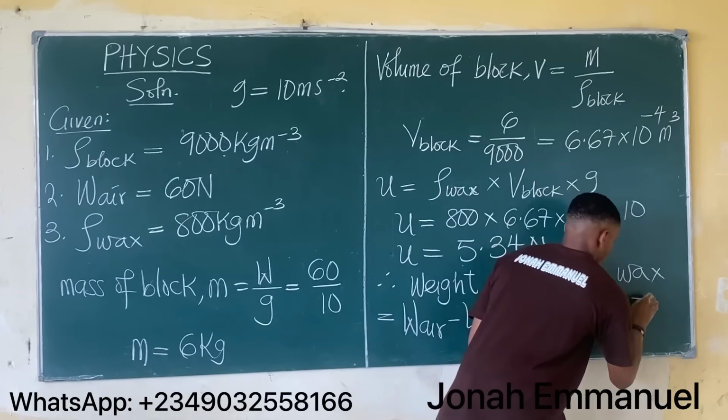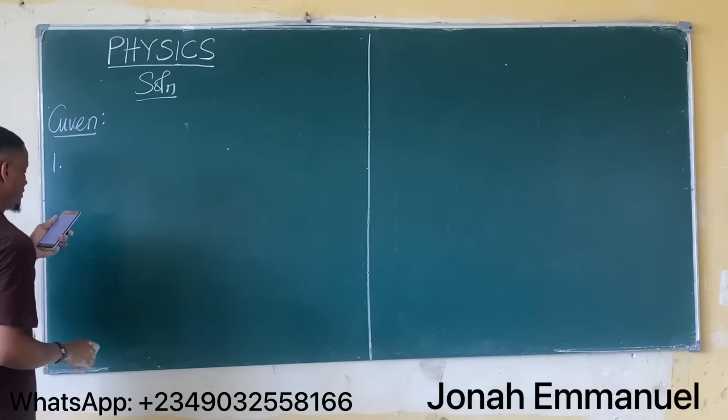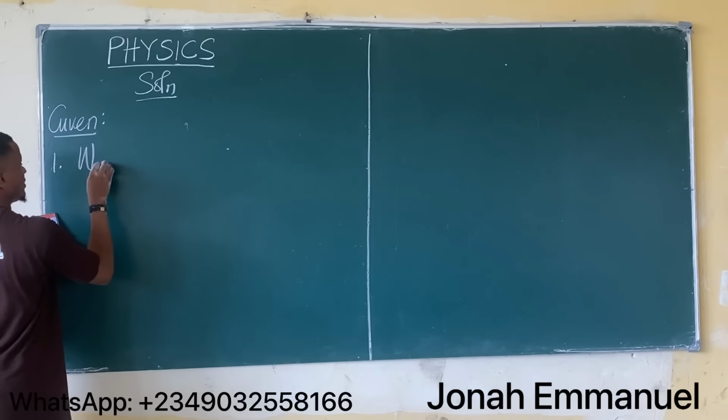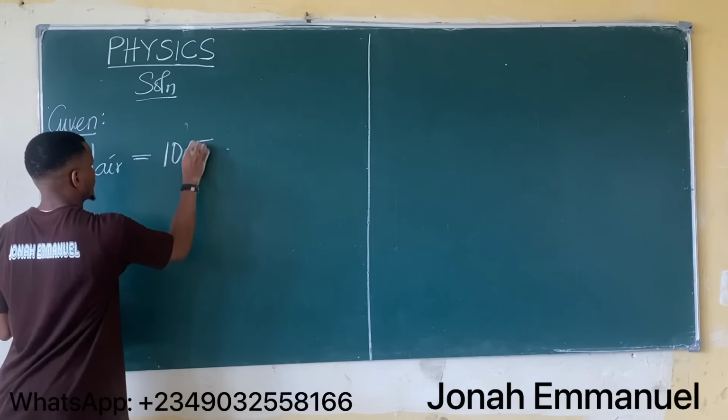Alright. So we'll take some JAMB questions and revise them together. Now the first question here says, a solid weighs 10.5 Newton in air and weighs 5.5 Newton when immersed in a liquid of density 900 kilogram per meter cube. Calculate the volume of the solid. Alright, so solution. Given, number 1, they said the solid weighs 10.5 Newton in air. So first of all, weight in air is equal to 10.5 Newton.